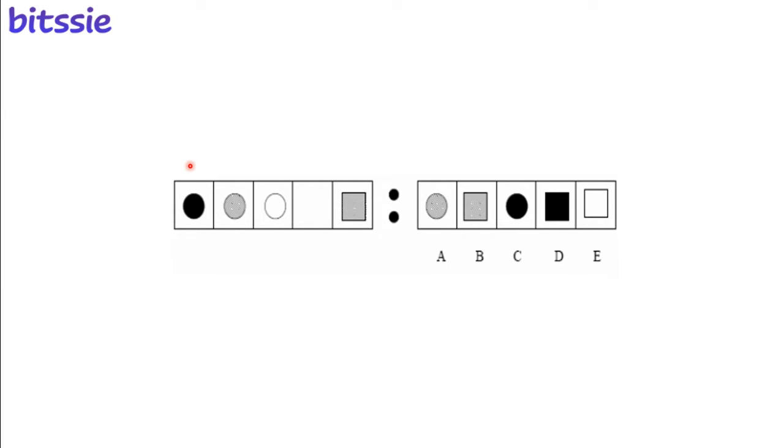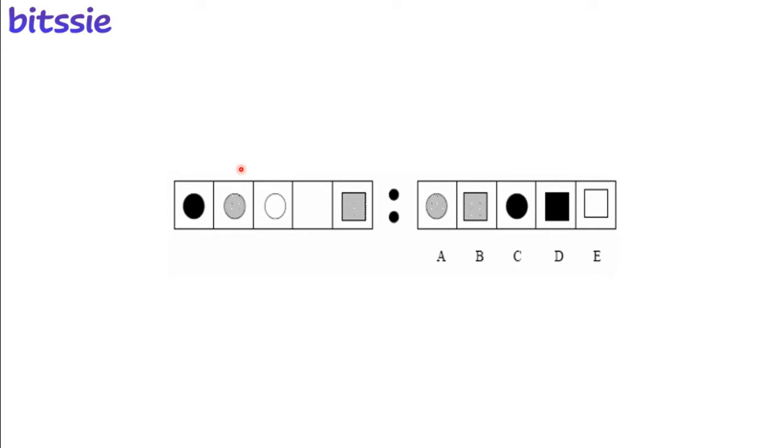Here we have a black circle followed by a grey circle followed by a white circle followed by our blank followed by a grey square. If we look at our color scheme, we can see it goes black, grey, white, and grey is the second in the color scheme, meaning before this grey square must be a black shape, either the circle or the square.